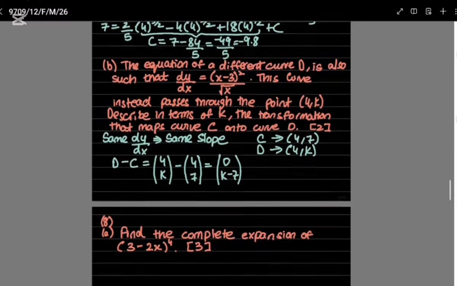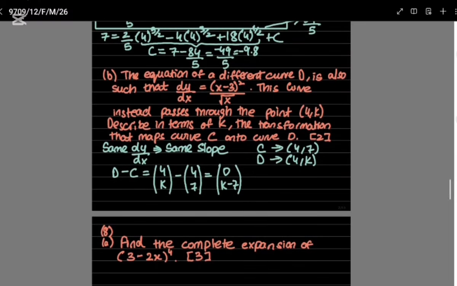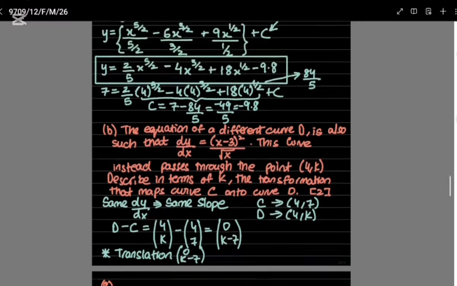Okay, so what does this mean though? This means that there's a vertical translation by k minus 7 units. Now this could be up or down, we don't know, and they never asked it as well. They just told us to describe in terms of k. So your final answer should be translation and simply 0, k minus 7. That's it.